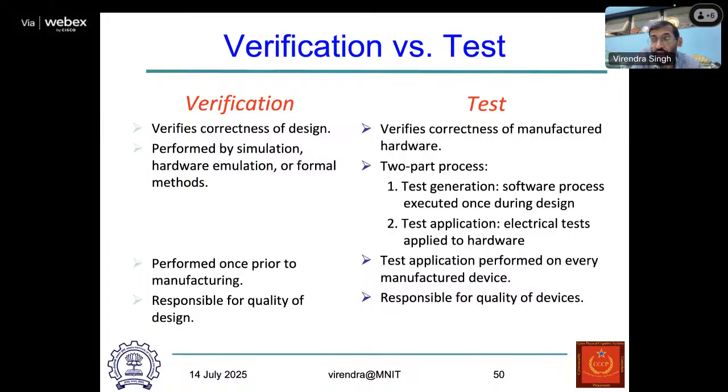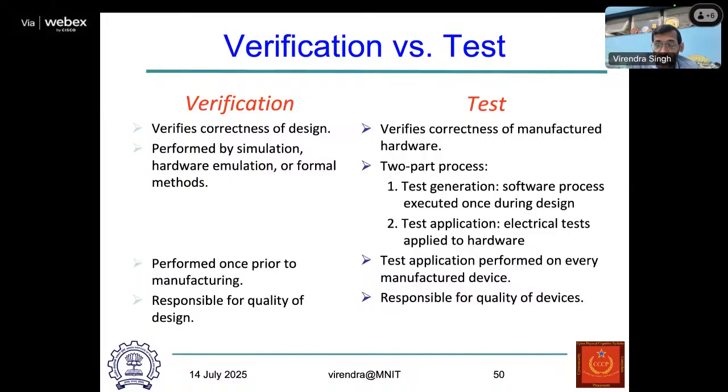So we want to find out whether that particular layout has been implemented correctly, or there is a manufacturing defect in it. Verification is performed by simulation or hardware emulation, or by some formal verification. However, test has two phases. One phase is to generate a set of vectors that you have to apply onto the chip. This process is a software process, something like verification, which you need to do once in your design cycle.